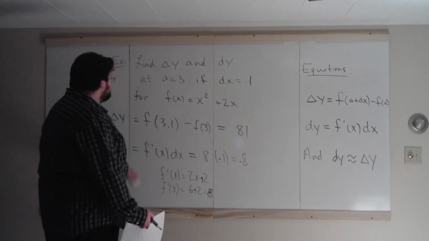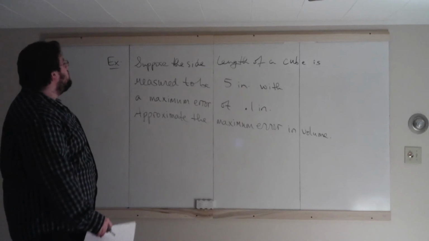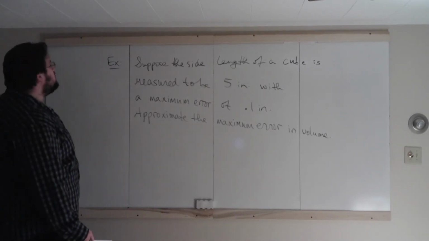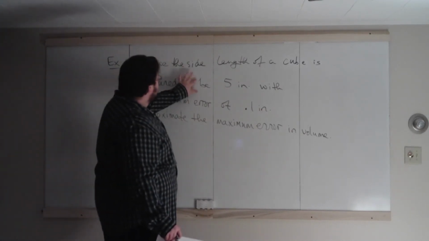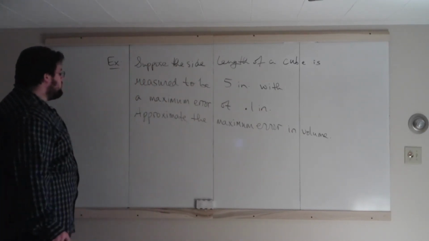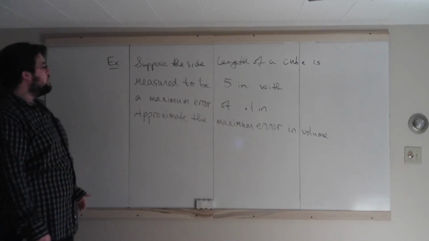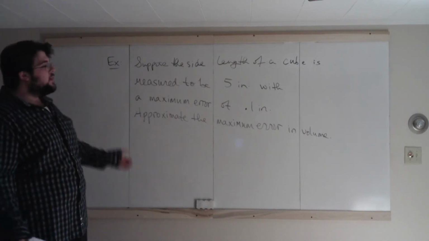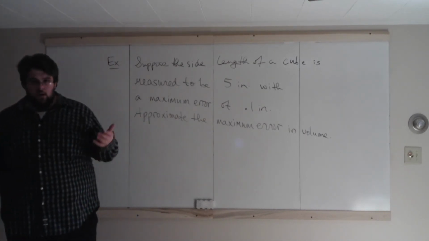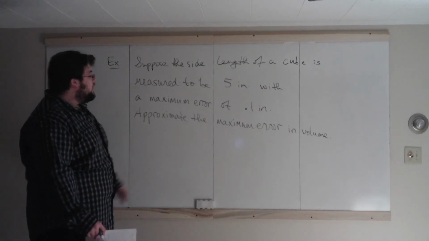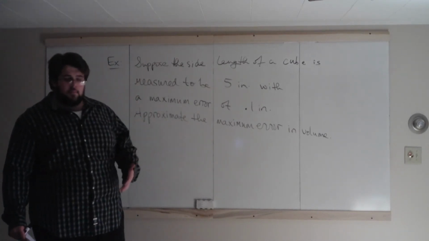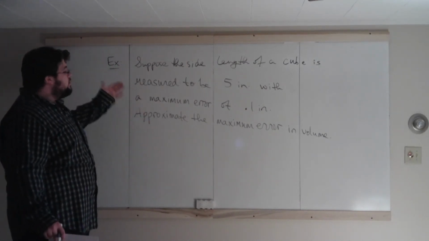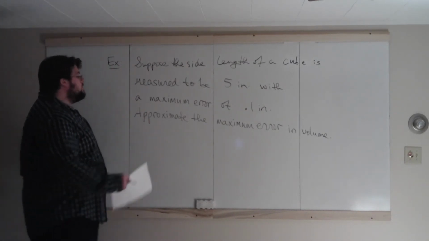Let's look at the second example. Suppose the side length of a cube is measured to be 5 inches with a maximum error in measurement of 0.1 inches. Approximate the maximum error in volume. The volume of a cube is related to the length of a side, so we can use differentials to approximate how much of an error in the volume will result from an error in measuring a side of a cube.